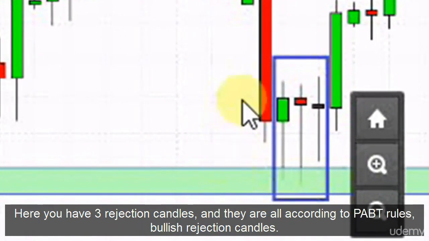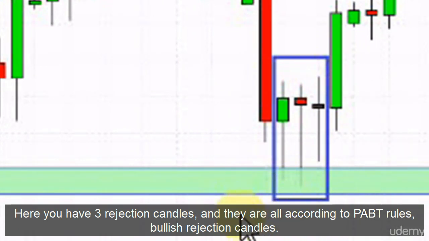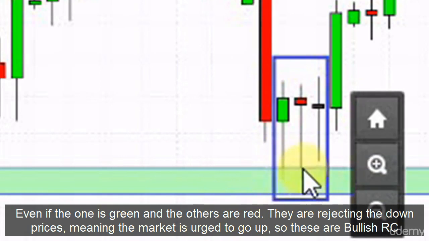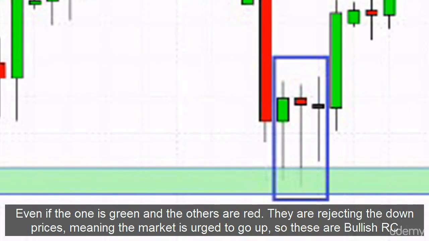Here you have 3 rejection candles and they are all, according to PABT Square rules, bullish rejection candles. Even if one is green and the others are red, they are rejecting the down prices, meaning the market is urged to go up. So these are bullish rejection candles.